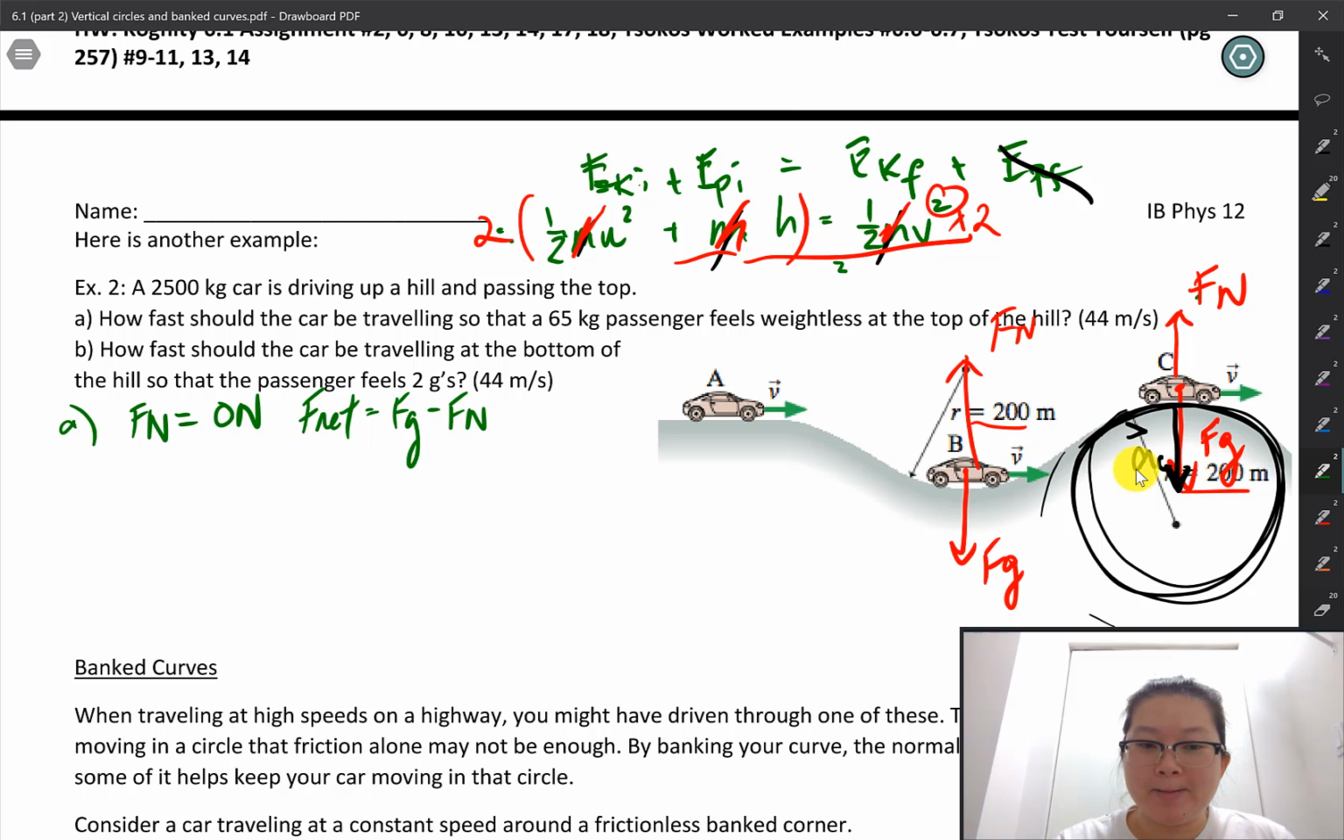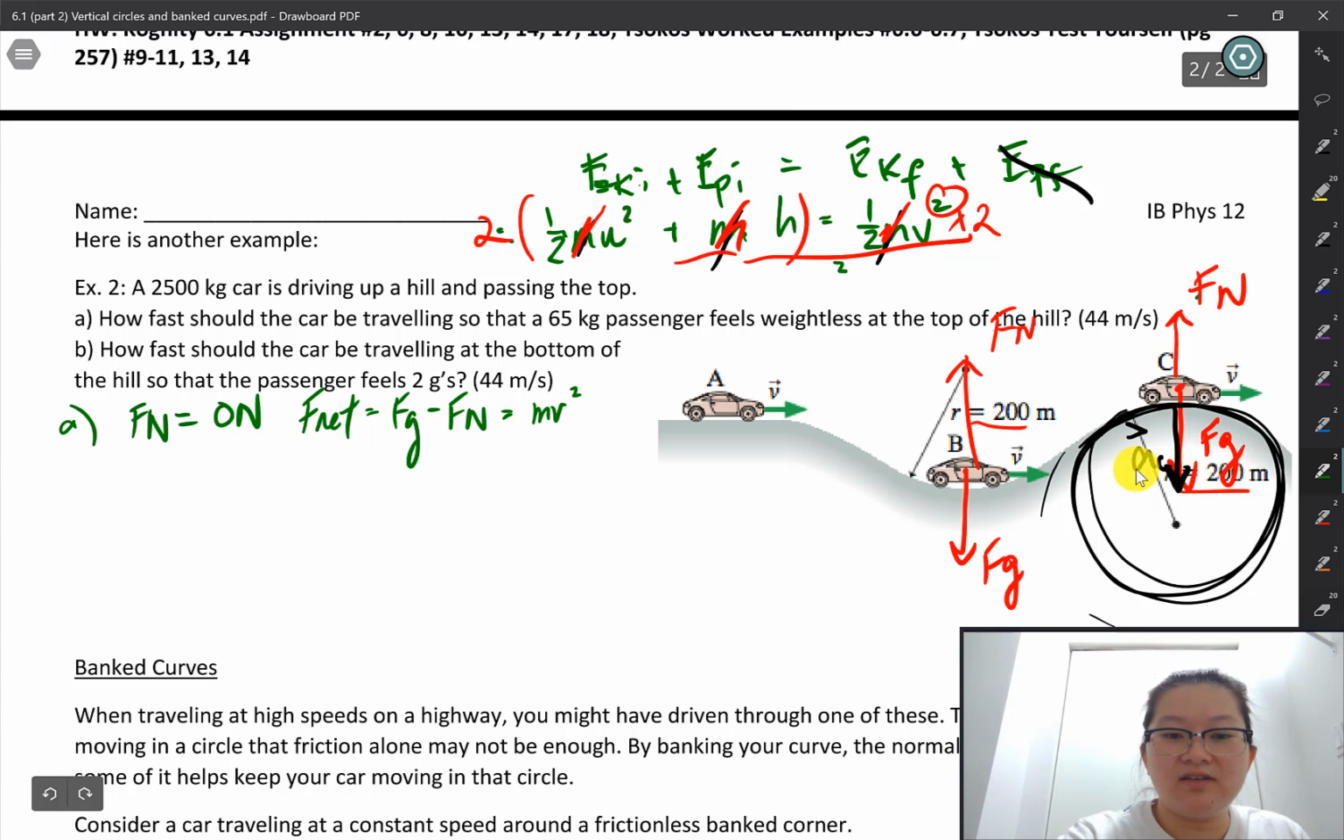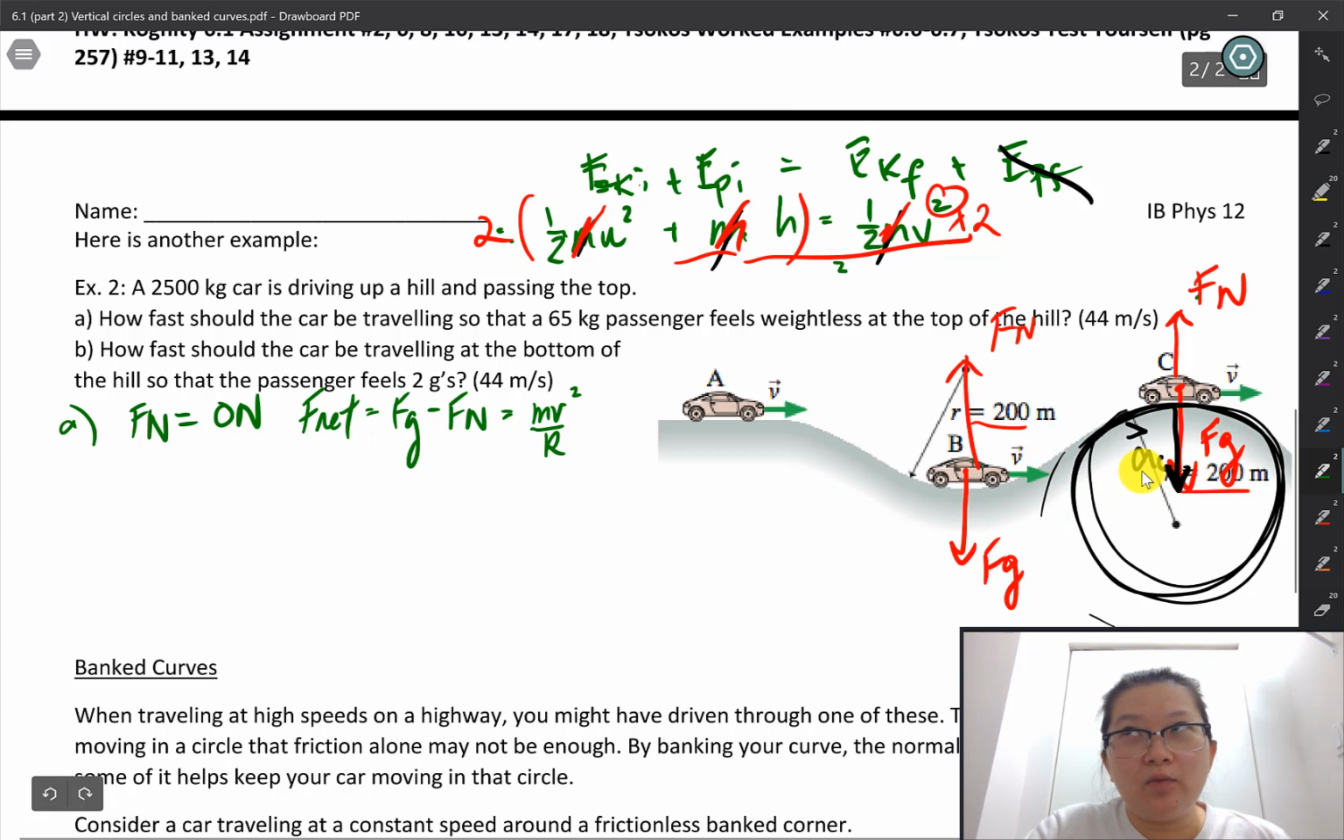So we finished writing this equation out. This is going to be m times the velocity of the car's tangential speed across the top of the hill squared divided by r. This is almost like the skateboard, in which, depending on the speed of the car, that's going to change how much Fg and Fn are going to be.